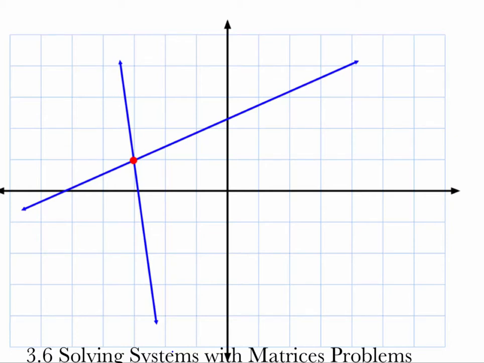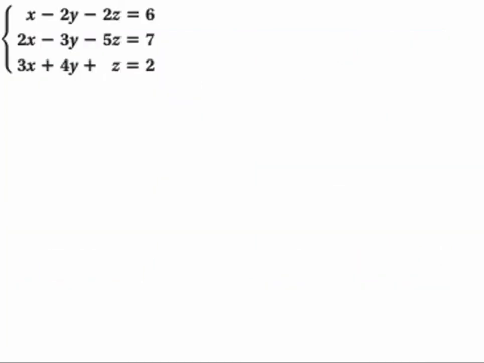Let's solve systems of equations with matrices. Now, this is going to be tedious. I promise you that. The first thing you want to do is convert this to a matrix. So it's already lined up. So this is 1, -2, -2, 6, 2, -3, -5, 7, 3, 4, 1, 2.